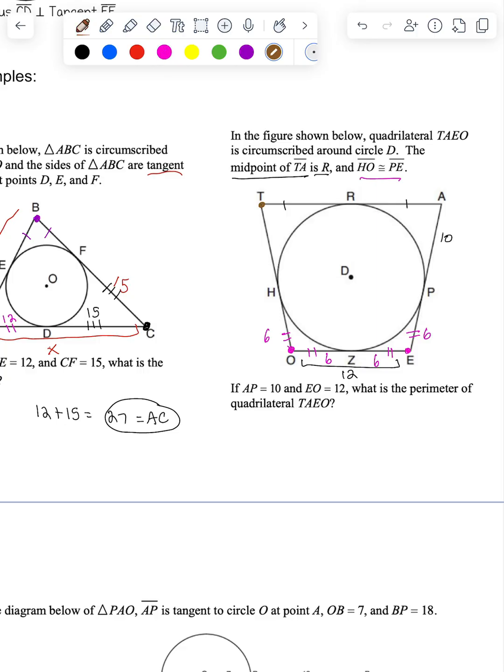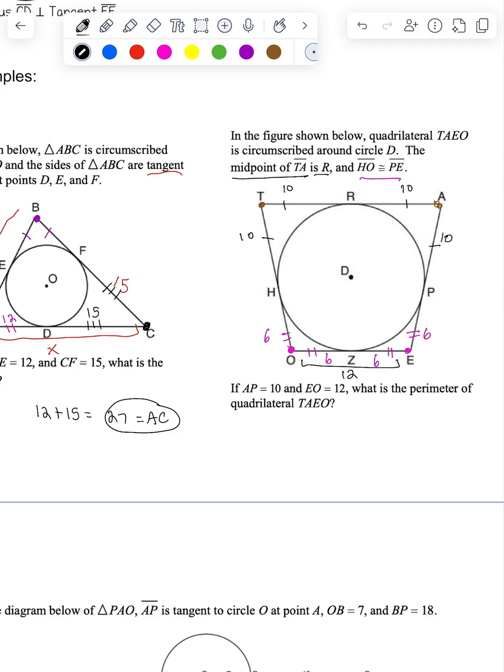I do see that out of outside point T, we have tangents TR and TH, so those segments are both congruent to each other. And out of outside point A, we have RA and PA that are both tangent to the circle from point A, so they're congruent to each other as well. So all 4 of those segments in black are congruent, so that means they all measure 10.